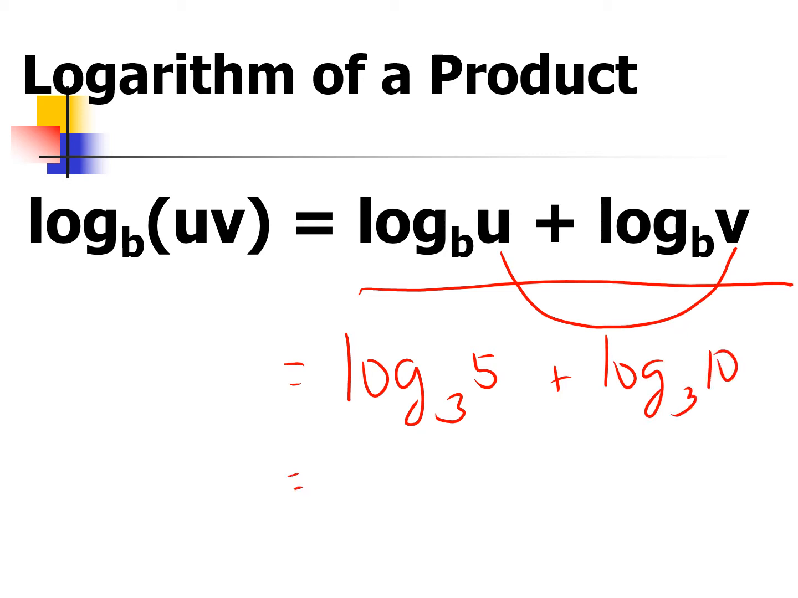Pwede na, since parehas po ang base ng dalawang logarithm, pwede po natin siyang pagsamahin. At since pinaghihiwalay ito ng plus, pwede natin pag-multiplyin yung 5 at saka 10. So, pwede po siyang i-simplify as logarithm of 50 to the base 3.